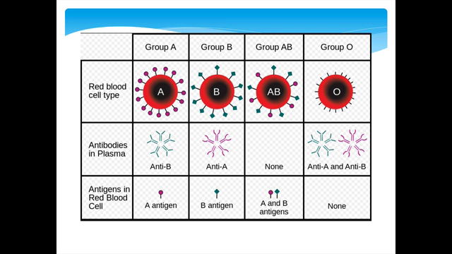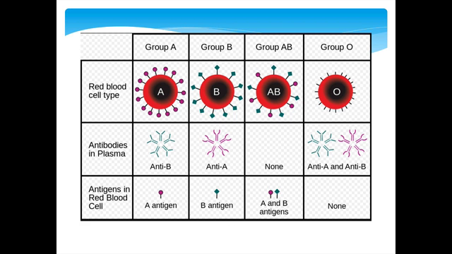So looking at that more closely, let's take Group AB for example. A person with Group AB has antigens to A and B on the surface of their red blood cell, and they don't have any antibodies in their plasma. And Group O people have no antigens on the cell surface, so they therefore produce anti-A and anti-B. Group A people have A antigens on the blood surface and therefore produce anti-B. And people with Group B blood have B antigens on the surface and produce anti-A.